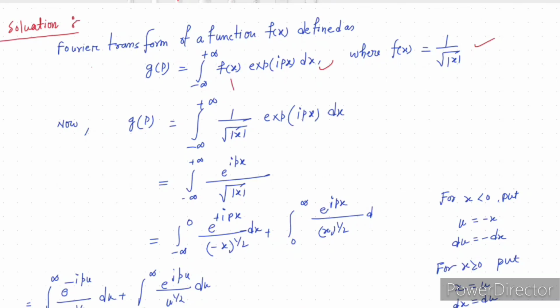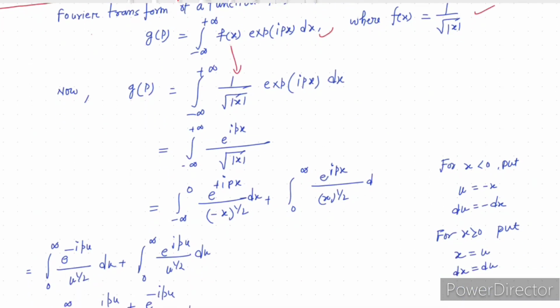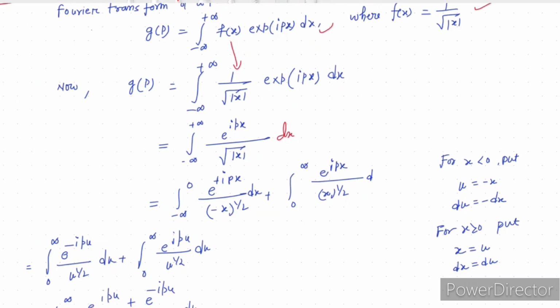We just substitute this value. Now break these integrations. Minus infinity to 0 e to the power ipx times (minus x) whole to the power minus half, plus 0 to infinity e to the power ipx times x to the power minus half dx.